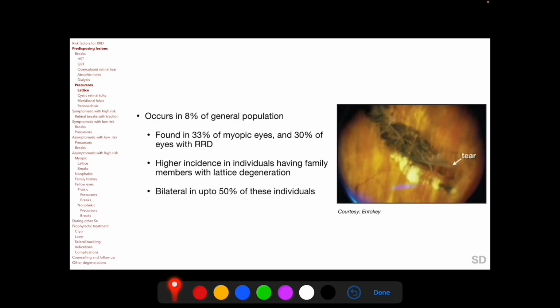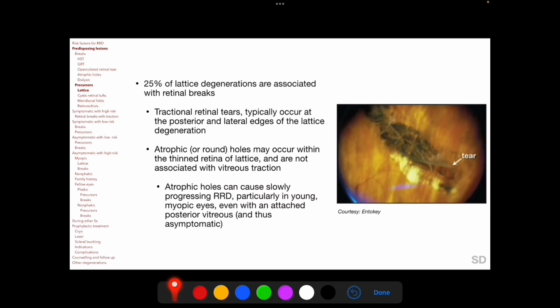Lattice degeneration lesions occur in 8% of the general population, an important figure to remember, but are found much more frequently in myopic eyes, in eyes with RRD, and in eyes of individuals having family members with lattice degenerations. In individuals who have lattice degenerations, the lesions are bilateral in up to 50% of such individuals. 25% of lattice degenerations are associated with retinal breaks, as seen here in this clinical photograph.